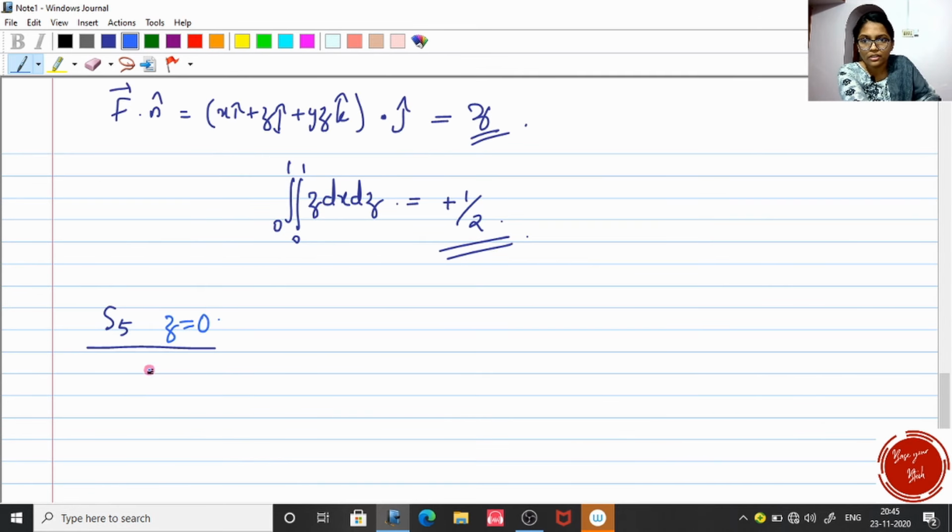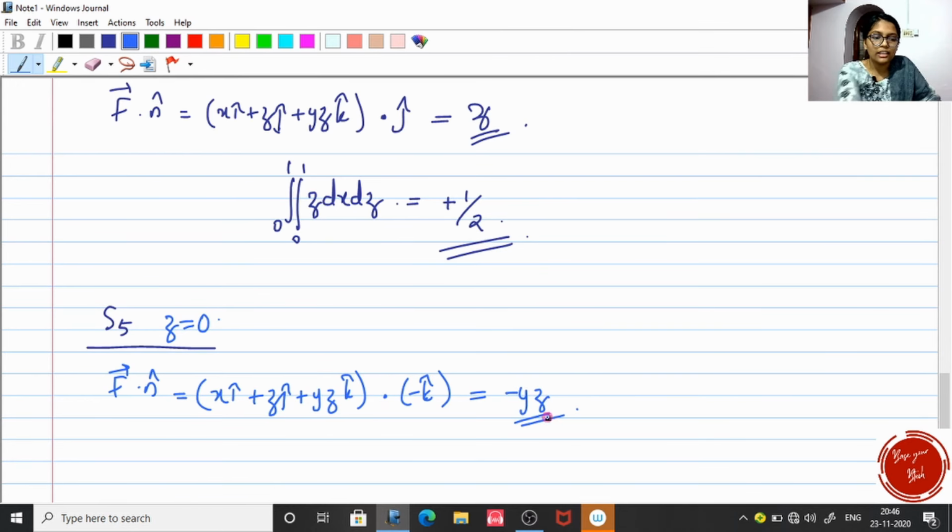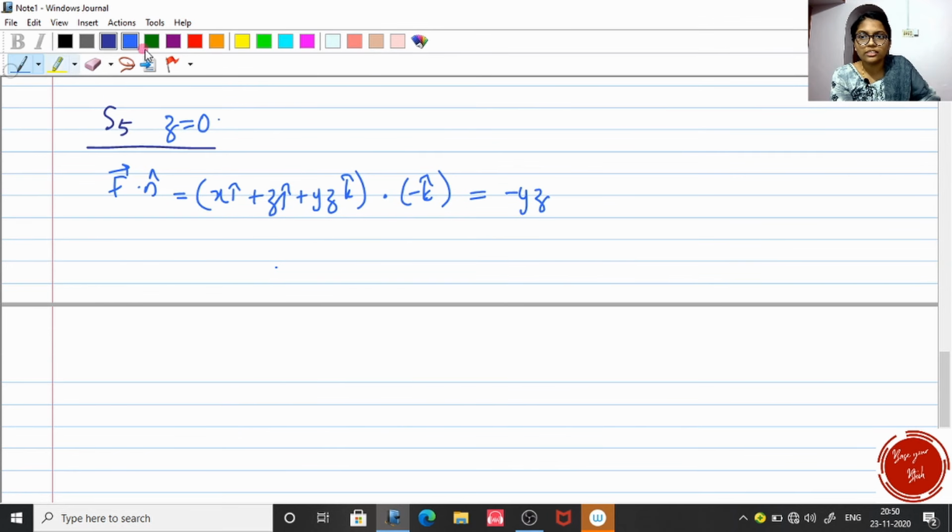Let us substitute z equal to 0, and for f dot n cap it is xi plus zj plus yz k cap dot n cap, where n cap is negative k cap, and yz into negative 1 is negative yz, which is your integrand. Also it's not over, because z equal to 0 there. So substituting here, minus y into 0 is 0, which means we have no need to integrate this further. F dot n cap is simply 0.